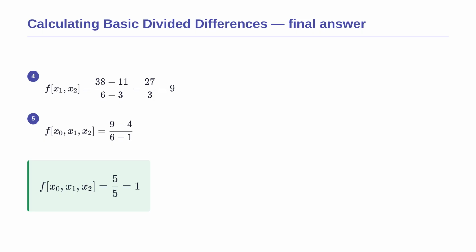The numerator is the difference between our two first divided differences, 9 minus 4. The denominator is the total time gap from the first point to the last point, 6 minus 1. Dividing 5 by 5 yields a final result of 1. This represents the constant acceleration over the entire period.